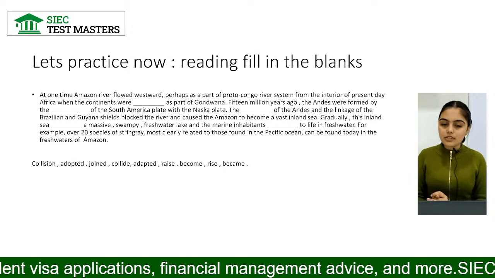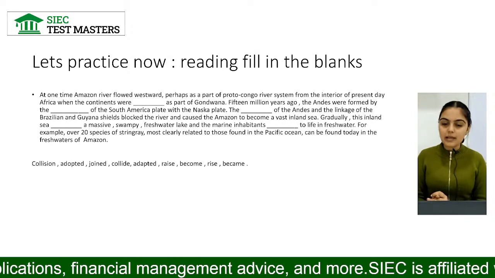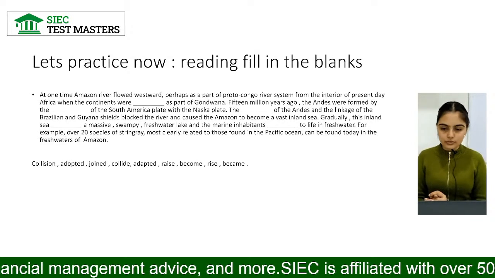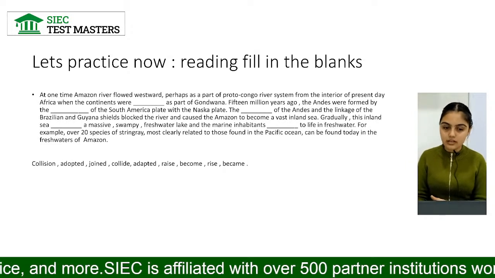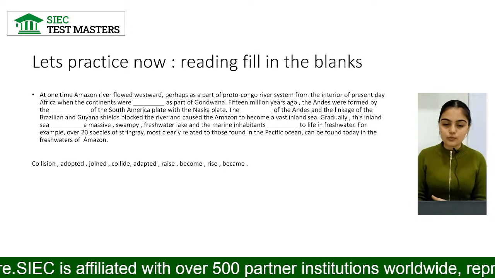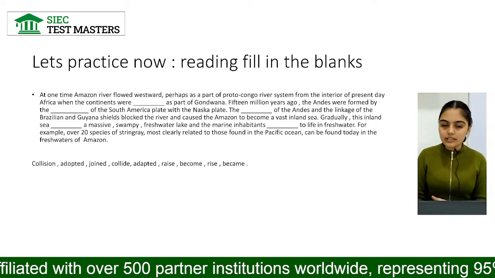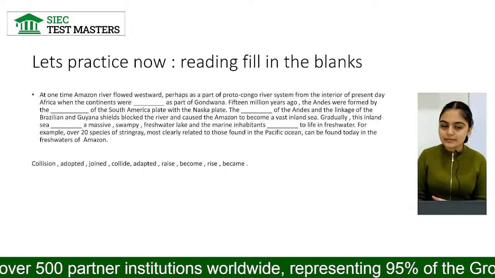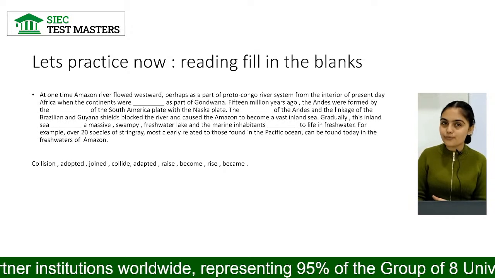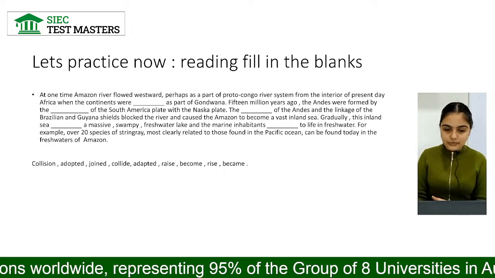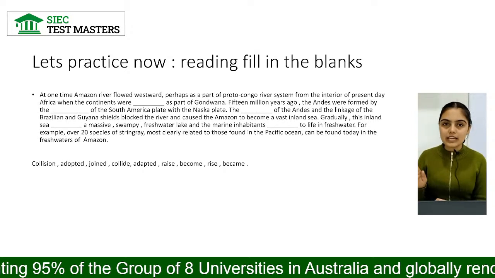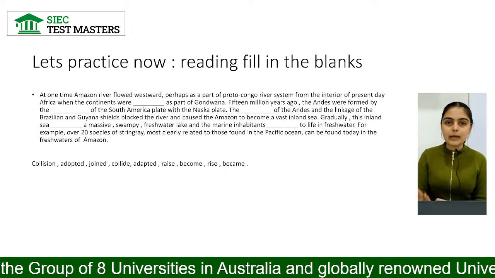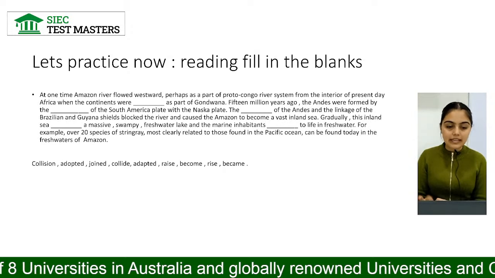At one time, Amazon River flowed westwards, perhaps as a part of Proto-Congo river system from the interior of present-day Africa, when the continents were. Now here the helping verb were is given, and there is the basic rule of grammar that with were we have to use the third form of the verb only. So I don't have to do anything here, I just have to apply my grammar techniques.